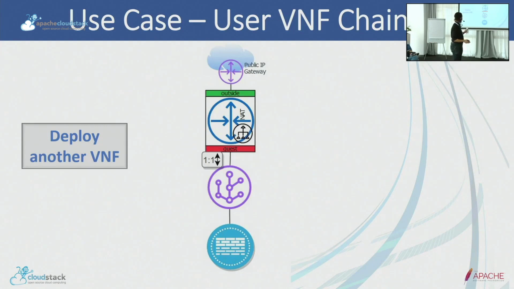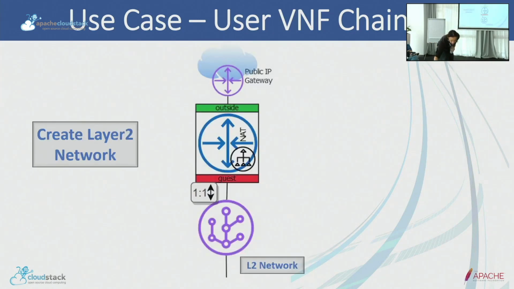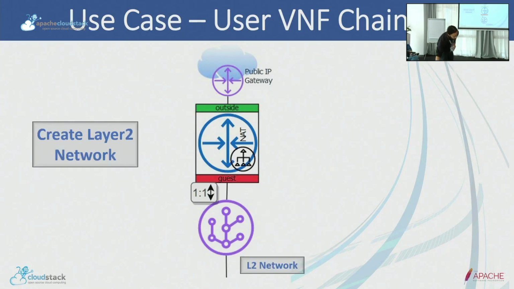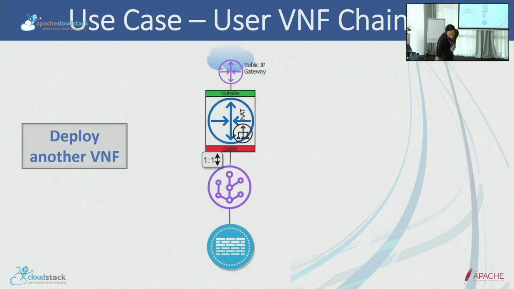Deploy your VNF. In that case, we are deploying a firewall. So up to here is the same. We deployed one VNF. Then we create another layer 2 network and deploy another VNF. So there we have a service chain with a firewall and an SD-WAN device.